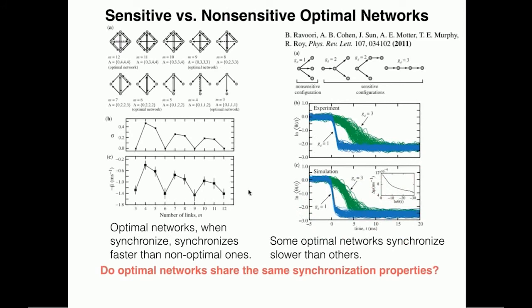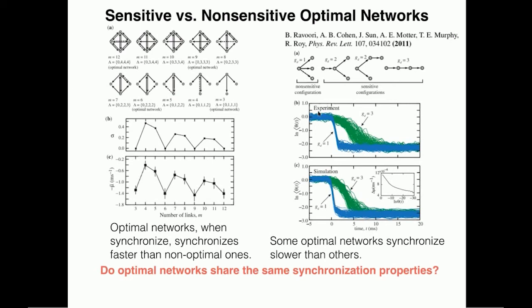On the left column, what you see is that optimal networks have faster convergence to synchronization compared to the non-optimal ones. These are the values in this curve, n equal to 3, 6, 9, and 12, compared to the non-optimal ones. And what's interesting is that on the right side, you see that the same optimal networks, with the same number of nodes, links, and the same set of eigenvalues, can behave very differently.